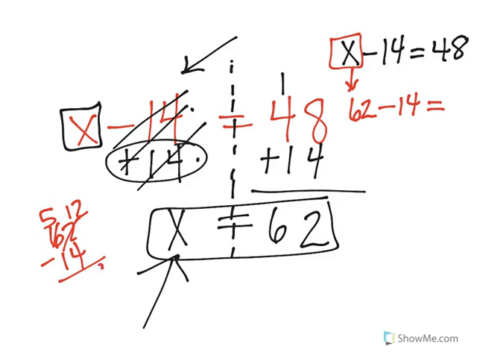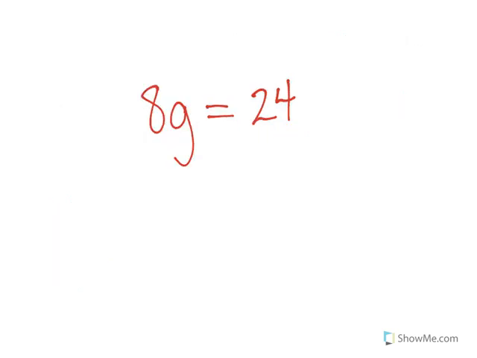All right, 2, 3, 4, that's 8. 5 minus 1 is 4. And it works. Okay, so I just checked my answer. Let's try a few more.